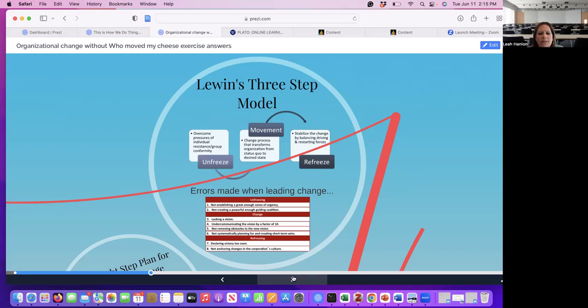Errors made when leading change. Not establishing a great enough sense of urgency. Not creating a powerful enough guiding coalition. Lacking a vision. Under communicating the vision. Not removing obstacles to the new vision, not systematically planning for it and creating short-term wins, and declaring victory too soon and not anchoring changes in the corporation's culture.